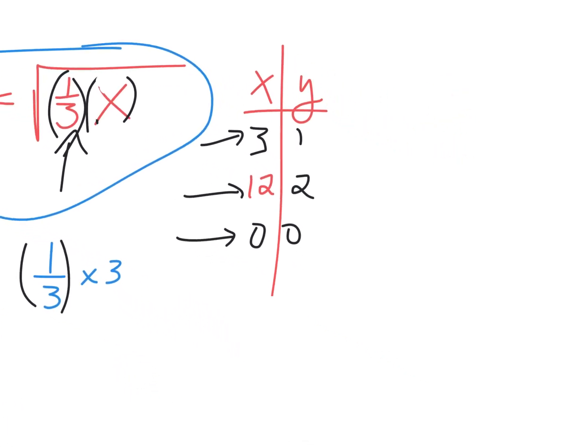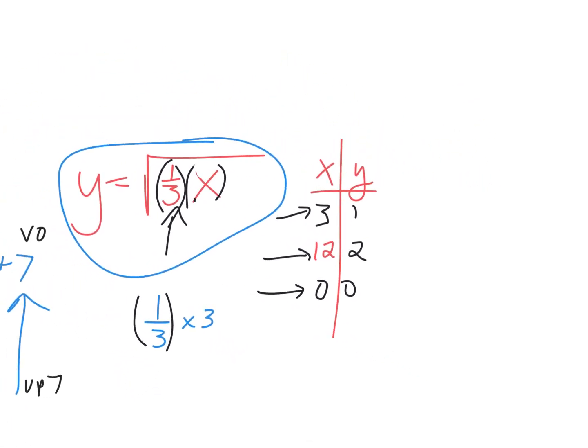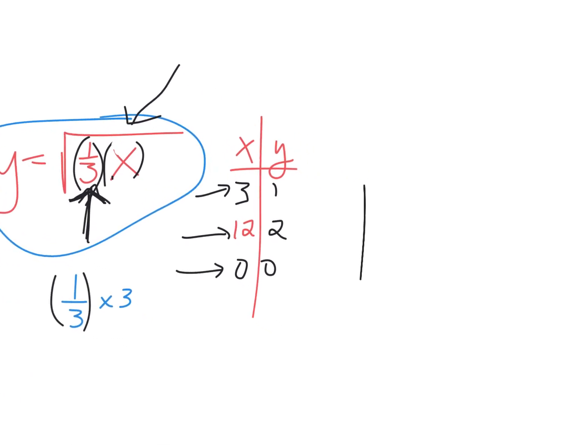And then if I actually graph it, what should it look like? Well, it looks like a square root, but it's been stretched, stretched with a 1/3. I have no idea what that looks like. Well, let's look at it. Over 3 up 1. Over 12 up 2. And 0, 0. It's just a little lower than the normal square root, which would be like there. It's just been stretched, like you grabbed it and stretched it.